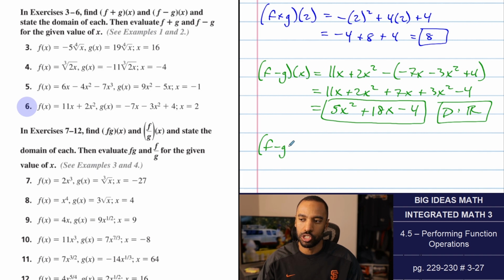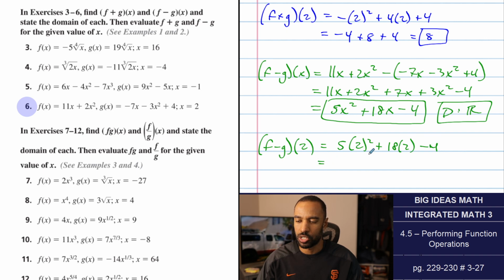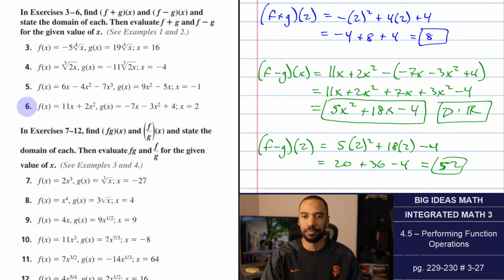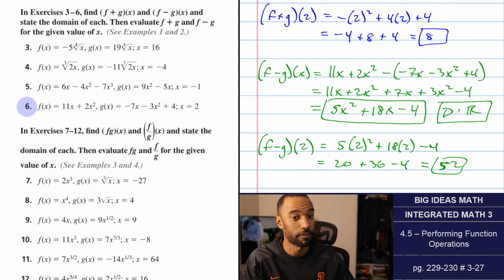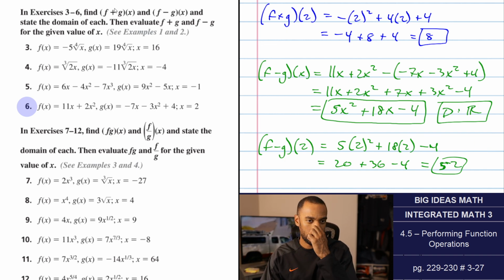F minus g of, was it 2? Yeah, 2. So we got 5 times 2 squared plus 18 times 2 minus 4, which is 5 times 4, 20, plus 36 is 56, minus 4 is 52. 52. Okay. All right, that was only the first 4 problems, so okay, maybe there's a little bit of duration to be had.